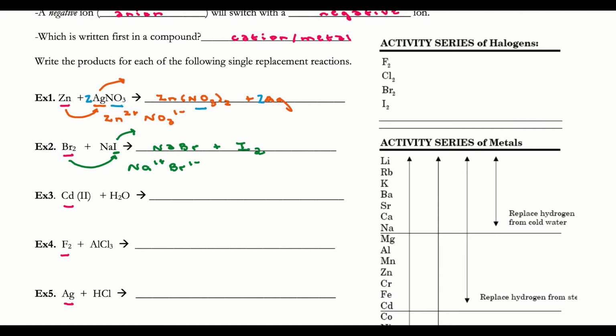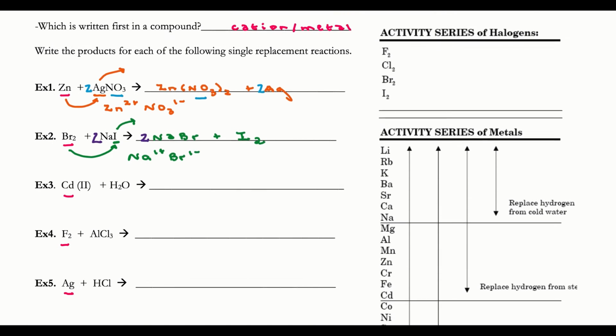Okay? And the last thing that I need to do is I need to balance. So I've got 2 bromines on my reactant side, 1 bromine on my product side, so this needs to be a 2 in front of NaBr. Now I've got 2 sodiums on my product side. I'm going to put a 2 in front of NaI. And then that gives me 2 iodines on my reactant side and 2 iodines on my product side. So I am balanced. Let's look at number 3.